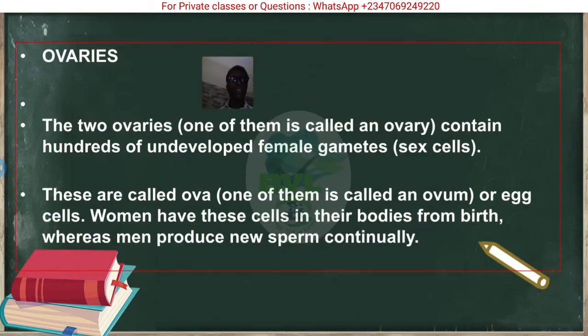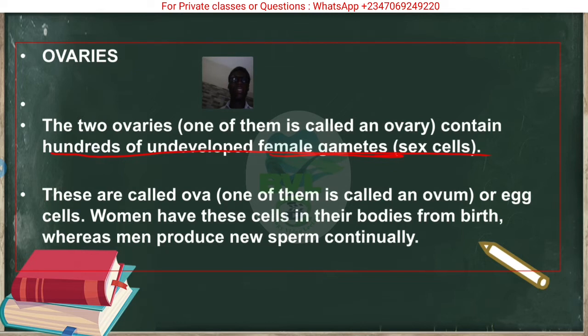So what's the function of the ovaries? The 2 ovaries, one of them we call ovary, produces what? Millions. Well, not millions, sorry. Well, it was millions when the female was in the mother's uterus, like in pregnancy. But by the time you give birth to a baby, it has to reduce, and that is the female gamete, which is the egg cell. But they are underdeveloped, meaning that they're not capable of reproduction yet.